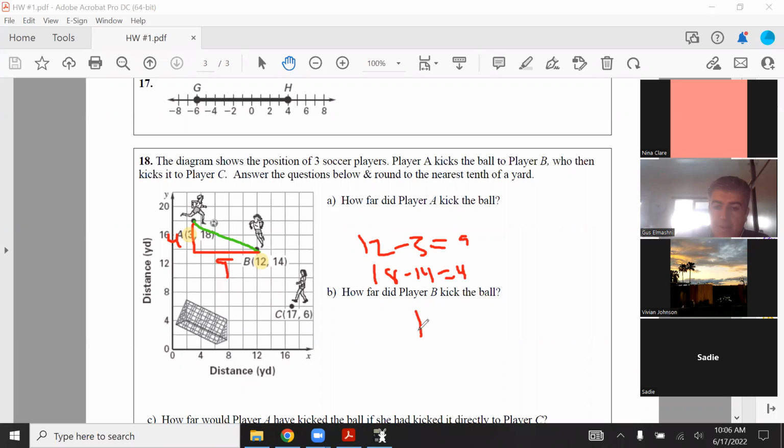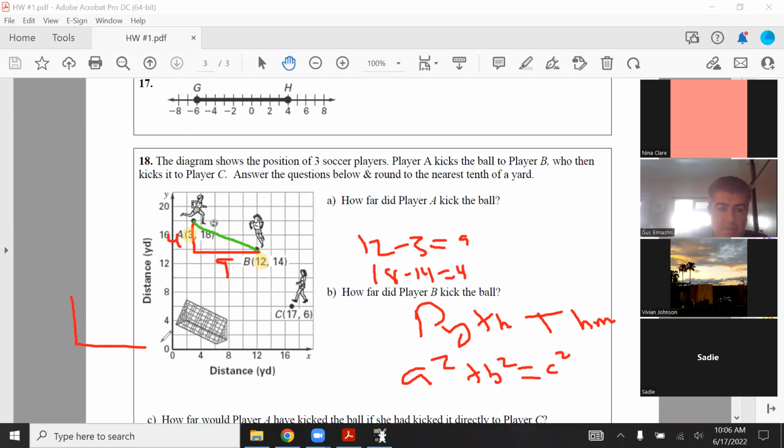Then we do the Pythagorean Theorem, right? Remember, the Pythagorean Theorem is a squared plus b squared equals c squared. A and b are the legs, and c is the hypotenuse. So it's going to be 9 squared plus 4 squared. Whether you put 9 in a or b's position doesn't really matter, and the same goes for 4.